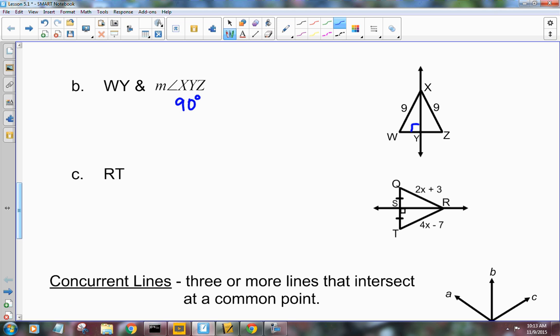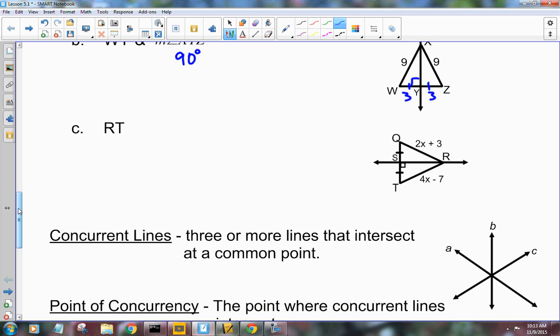Now I didn't give you a value really to be able to figure out WY, but what is WY's relationship to something in the picture? Okay, it's congruent to YZ. Okay, so these two are congruent to each other. So let's say I said that YZ was 3. What is WY going to be?